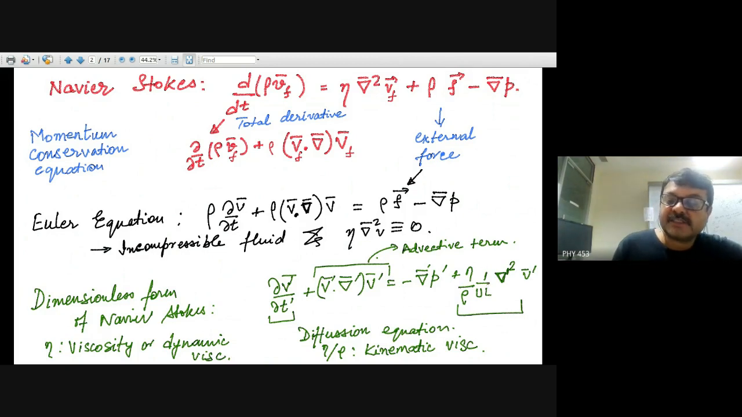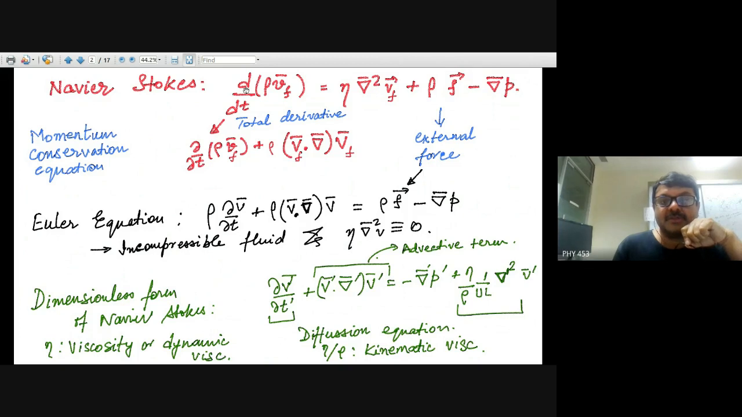And what I need to discuss is also, whereas eta is the viscosity, eta by rho is also called the kinematic viscosity. Okay, so eta is the viscosity or the dynamic viscosity, and eta by rho is the kinematic viscosity. Why am I discussing this?